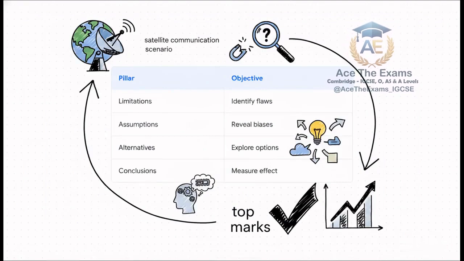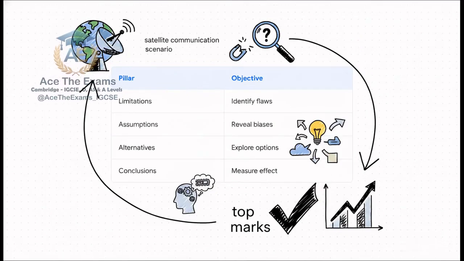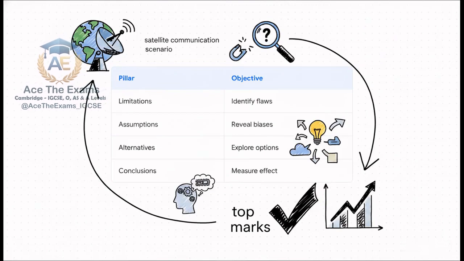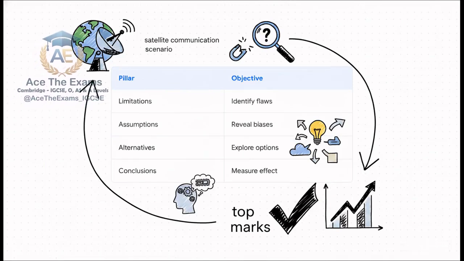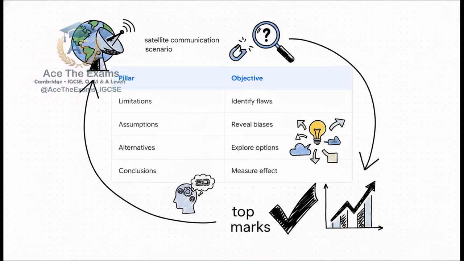We're going to do a speed writing challenge right now. Imagine a 30-second timer on the screen. You need to write one perfect Peel paragraph. First, identify the limitations. What are the flaws in the network? Maybe the satellite connection is prone to high latency. Second, reveal the assumptions. Is the scenario assuming uninterrupted power? Third, explore alternatives. Would a fiber optic cable be better for this specific data transfer than a satellite? And finally, measure the ultimate effect to draw your conclusions.